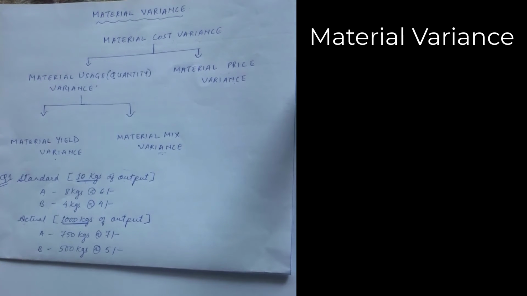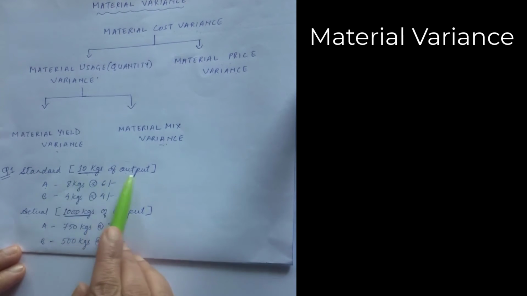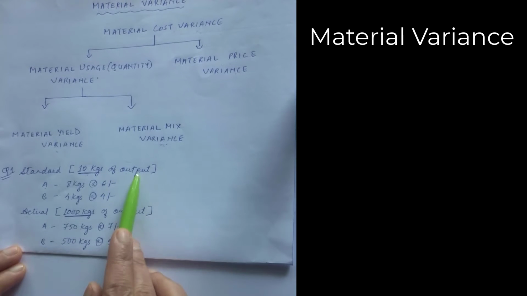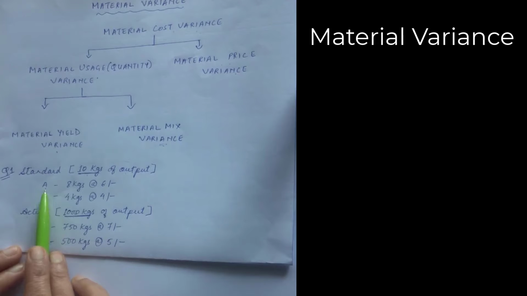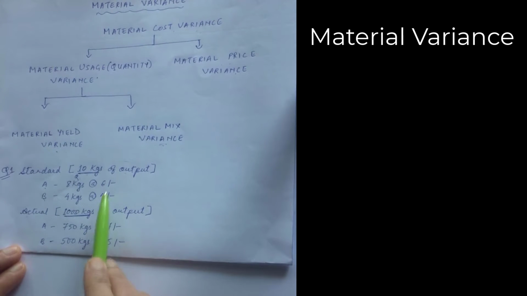Now the first question which I have put up. First, standard is given, that is for 10 kgs of output. For making 10 kgs of any kind of product, material A and material B is required. 8 kg of material A is required and 4 kg of B. Since it is in kg, this is the quantity. At the rate of 6 rupees and 4 rupees, these are the price, the P value. A is 8 kgs at rupees 6 per kg. B is 4 kgs at the rate of 4 per kg to produce 10 kgs of product.